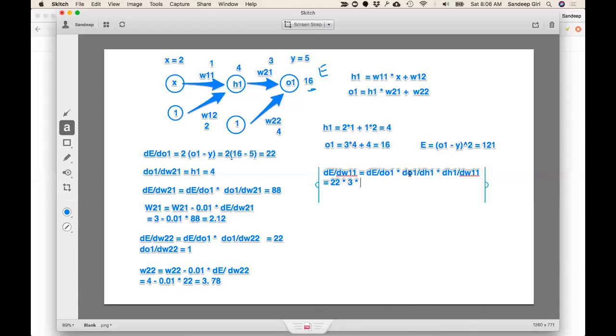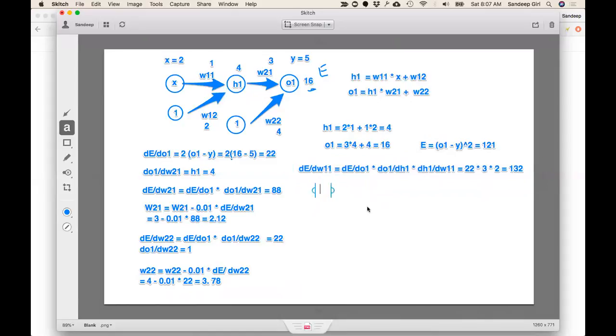Okay, great. Now dH1 by dW1. dH1 by dW1 is equal to x, right? When we differentiate this equation, we get x. Therefore, it is 2. So the value of this is how much? Okay, great. Wonderful. Thank you so much. All right, so I hope this is clear to all of us.